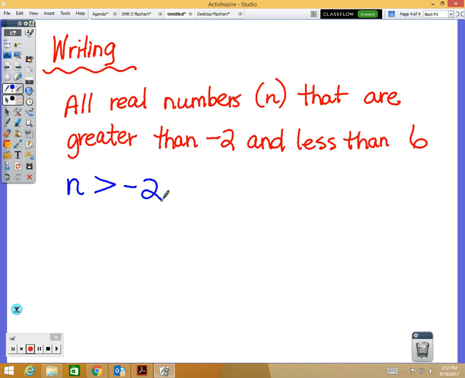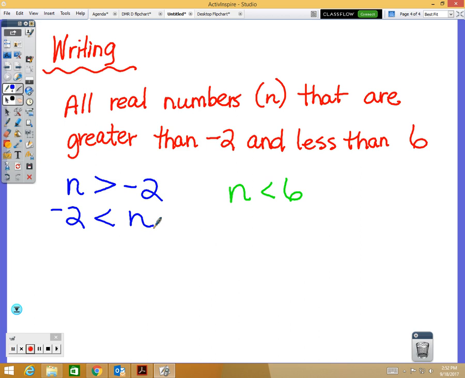Okay, so all real numbers that are greater than -2. That's that part. Now let's do one for all real numbers that are less than 6. Wouldn't that be how it would look? All right. Now, so I don't mess anyone up, I'm going to rewrite this one because I want my n in the middle. Notice my alligator is eating my n, so I want that same thing to happen when I switch it around.